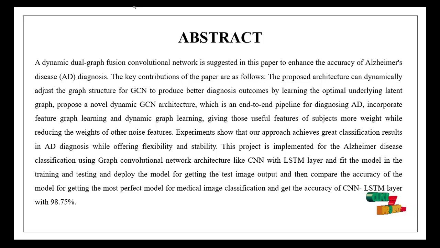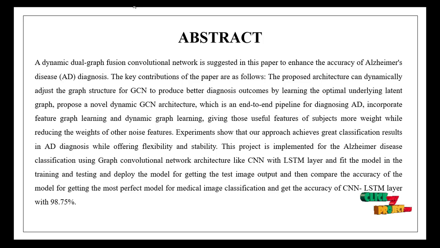The proposed architecture can dynamically adjust the graph structure for the GCN to produce better diagnosis outcomes by learning the optimal underlying latent graph. We propose a novel dynamic GCN architecture, which is an end-to-end pipeline for the diagnosis of AD. It incorporates feature graph learning and dynamic graph learning, giving more weight to the useful features of a subject while reducing the weights of other noise features.